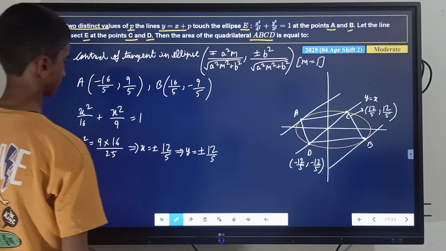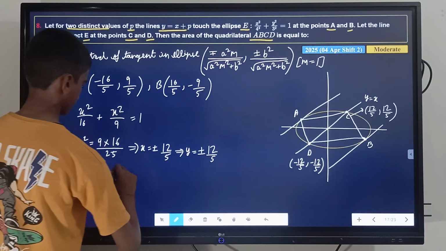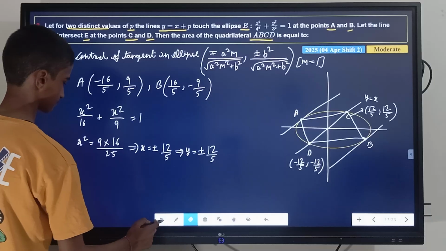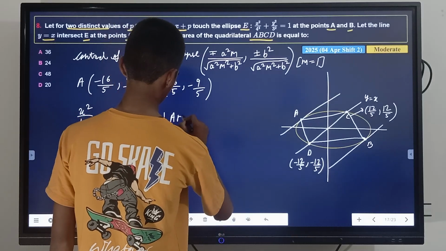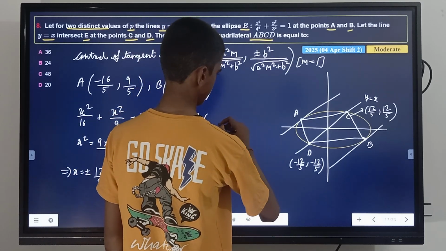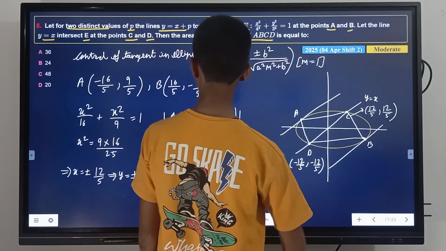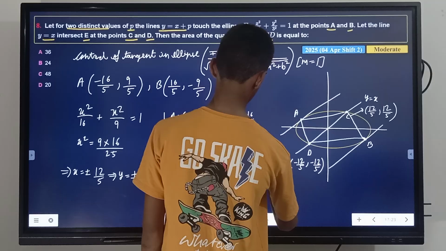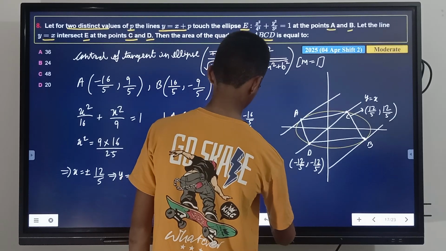Now the area of triangle ACB is equal to half of the mod of the determinant of minus 16 by 5, 16 by 5, and 12 by 5.